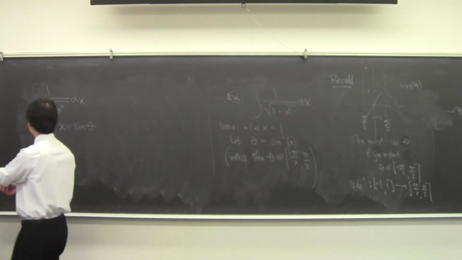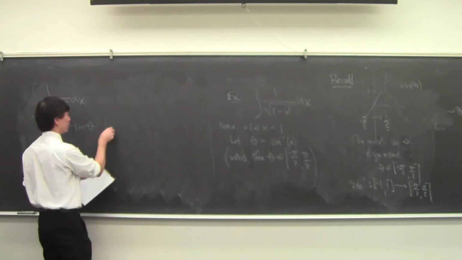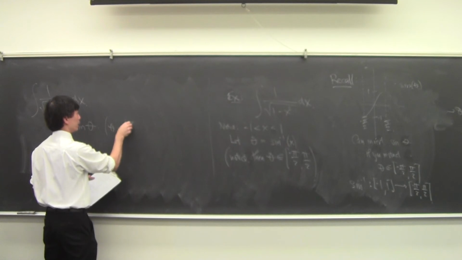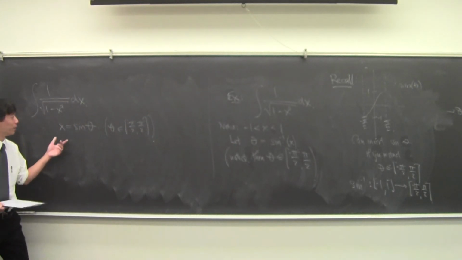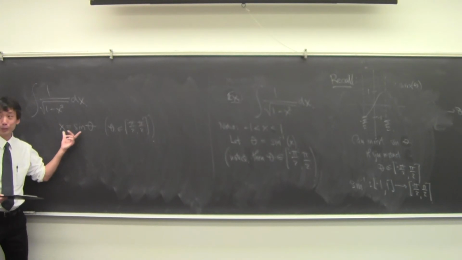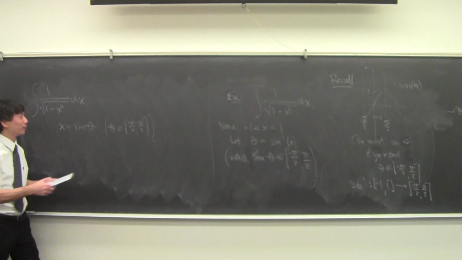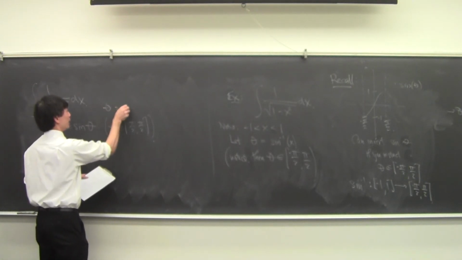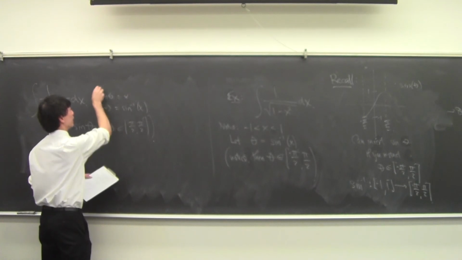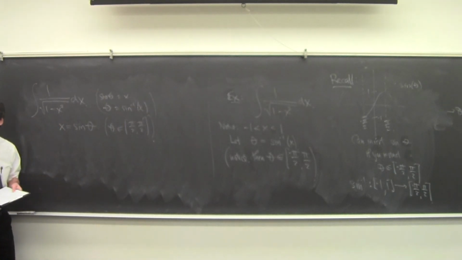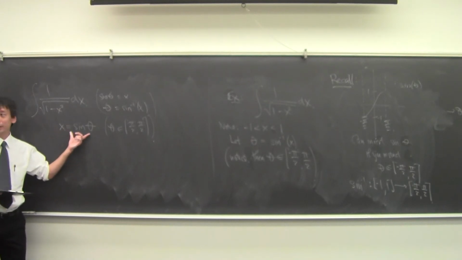Okay. Let x be sine theta, right? Where theta is going to be between negative pi over 2 and pi over 2. If you have an aversion to the inverse function, you can write it like this. It's the same thing, right? Theta is sine inverse x, sine theta is x. The same thing. Okay? Let x be sine theta.